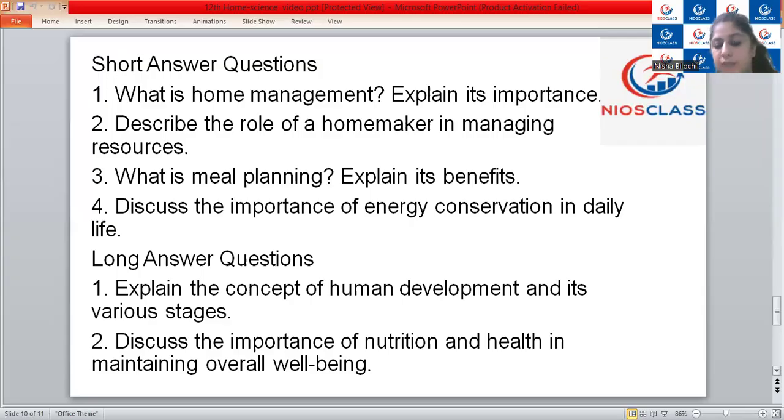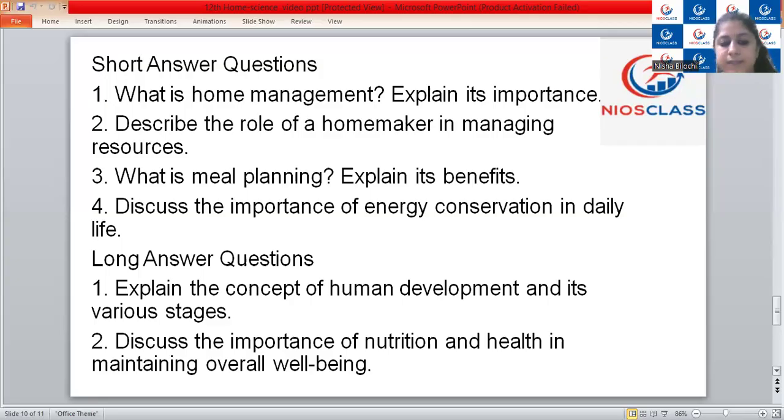Describe the role of a homemaker in managing resources. So as a homemaker, they manage the finances, they manage the education, they manage the overall health, happiness, cooking, and many other parts are there, right? So you can just write down your answer in this way. Next, what is meal planning and explain its benefits? Definitely, meal planning saves your time, keeps your stress away. You know what to eat and how to eat. What is the timing for that, right? So you're going to be saving a lot of time if you are into meal planning.